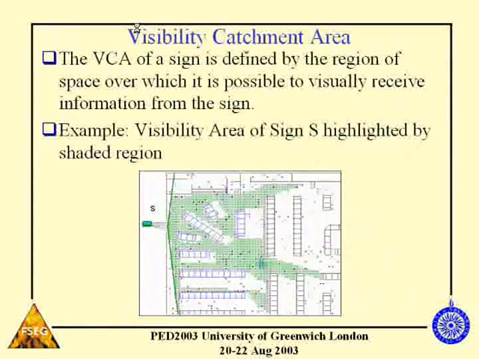Here we have an example of a visibility catchment area. Here we have a sign above a door, and what's shaded in green is what we've termed the visibility catchment area. Where is it physically possible to see this sign from? Now this sign has got characteristics, it's got a certain size, and it's got a certain height. These obstacles in the way have certain heights, and what we're calculating here is for a particular height occupant, where could they possibly see that sign from? The visibility catchment area of that sign.